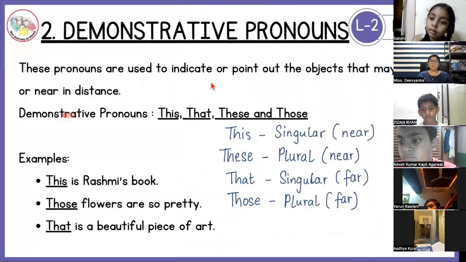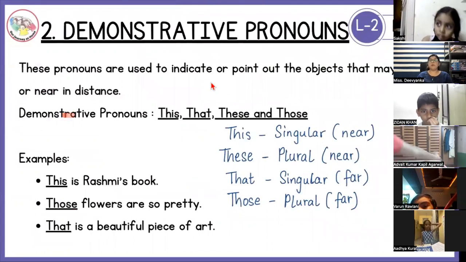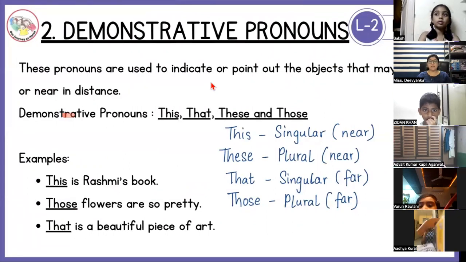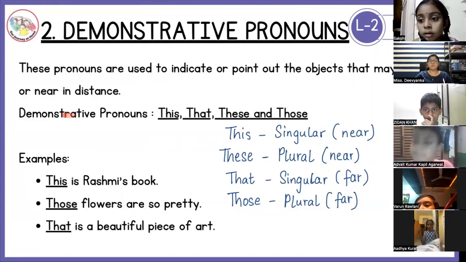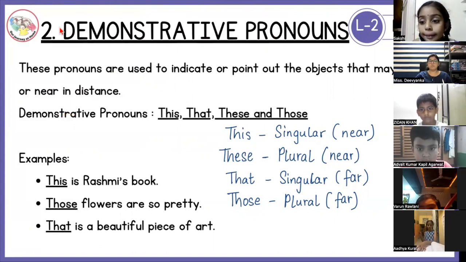The second one was the demonstrative pronouns. These are used to point out or indicate or show some objects which are either near or far in distance. Okay. And for that, which words are used? Words like this, that, these, and those.